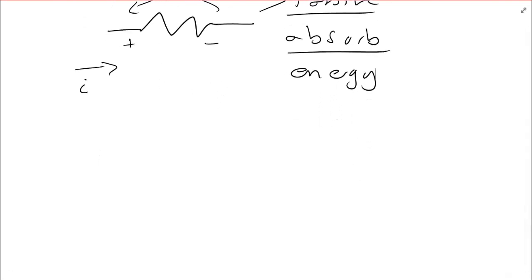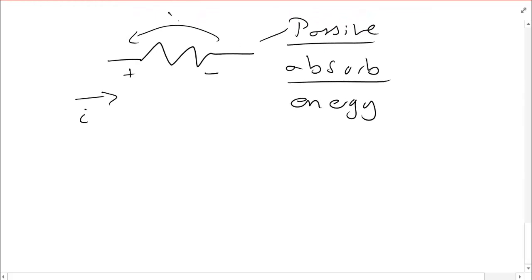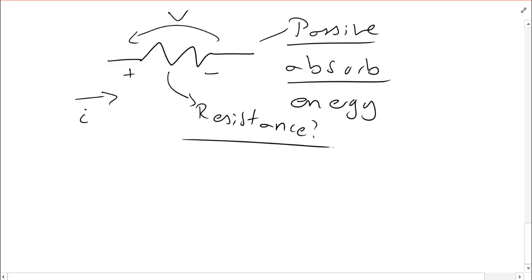The voltage and the current through a resistor are not arbitrary. I couldn't, for example, say that my current is 10, my voltage is 5, and my resistance is 1. That's not allowed. But what is resistance? It is the proportionality constant that allows me to relate the current and voltage through a resistor. In fact, the equation for the voltage in a resistor is V equals IR. You may have seen this in previous courses, but if not, you're going to be seeing it a lot in this course.